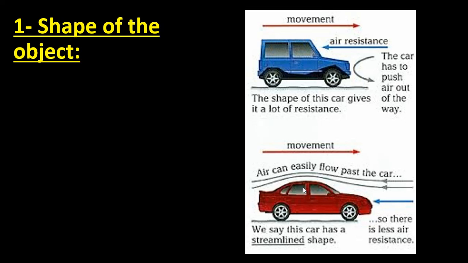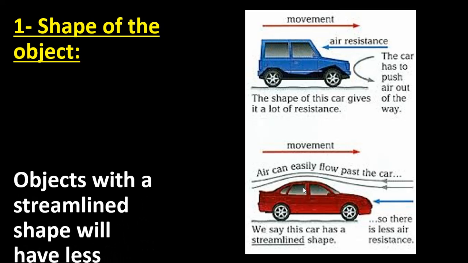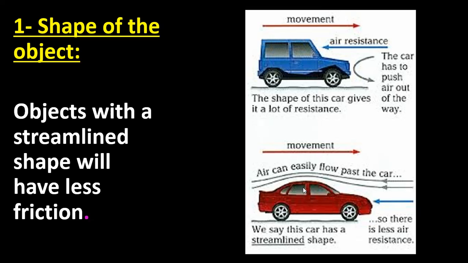I have already mentioned in the classroom, if you have a big car or an SUV and you have a sedan car, which one of them has more contact with air particles? Definitely the one that has a bigger shape, or a bigger size, because the bigger size of the object has more particles that come in contact with it. So again, an object with a streamlined shape will have less friction.